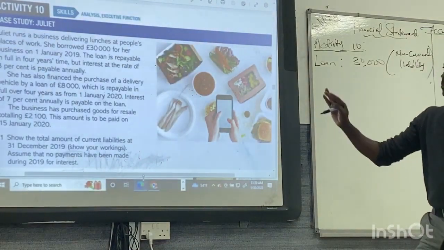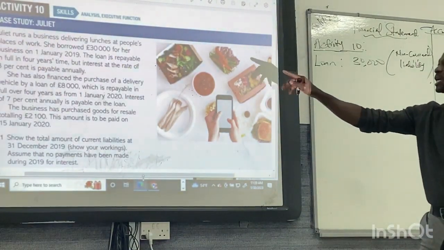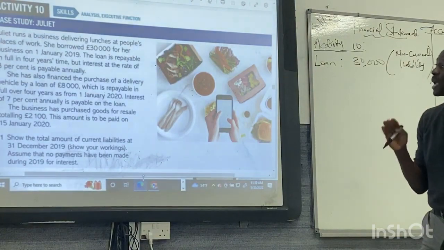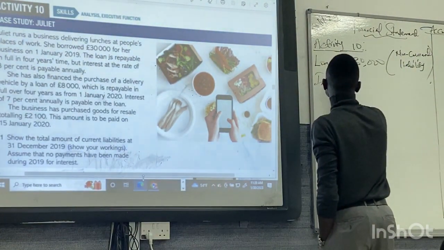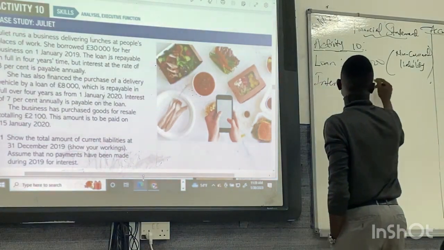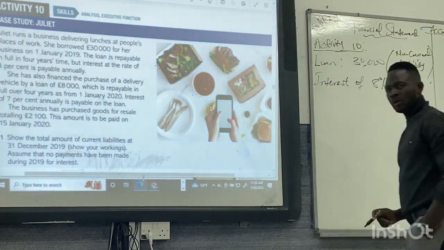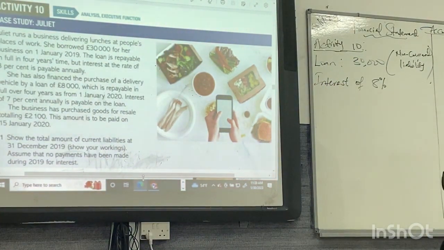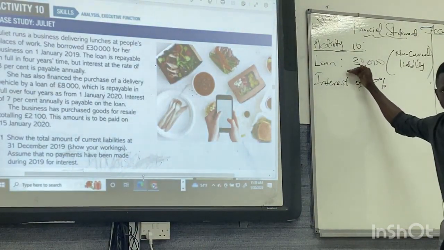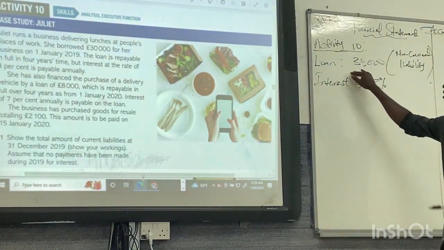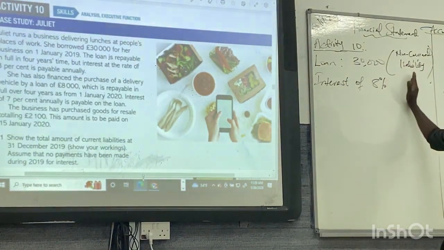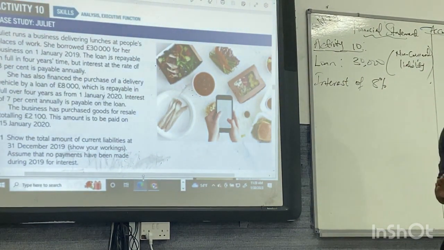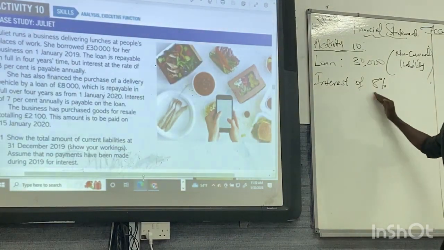Then it says the loan is payable in full over 4 years, okay? At the rate of 8%, payable annually. So there's interest of 8%. Please, two things you have to note here. First, the loan, which is £30,000. This is the loan, which is £30,000. It's part of our non-current liability. That's the first thing. Then the second thing is the interest that has to be paid for 8%.